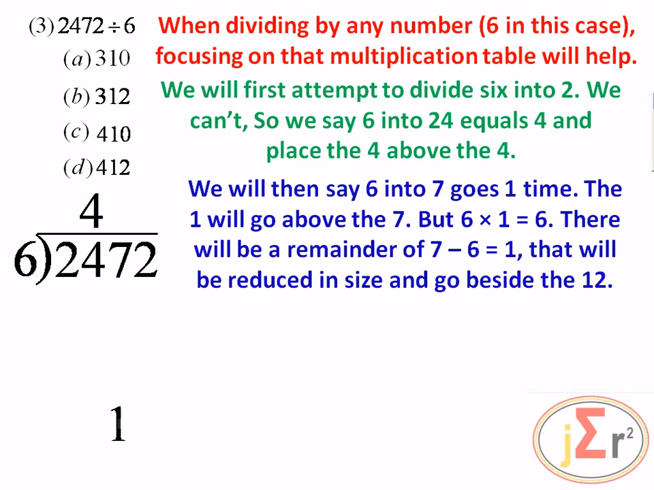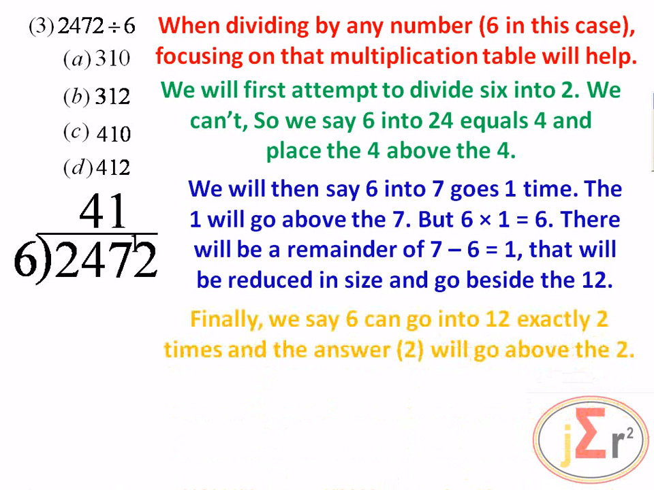Okay, so we have short division. We say 6 into 7, 1 time. Then we say 6 1s are 6. So there's a remainder of 1 and it will go beside the 2. We intended to write it as 12. I will not let out my secret as yet. Let me solve the problem first.